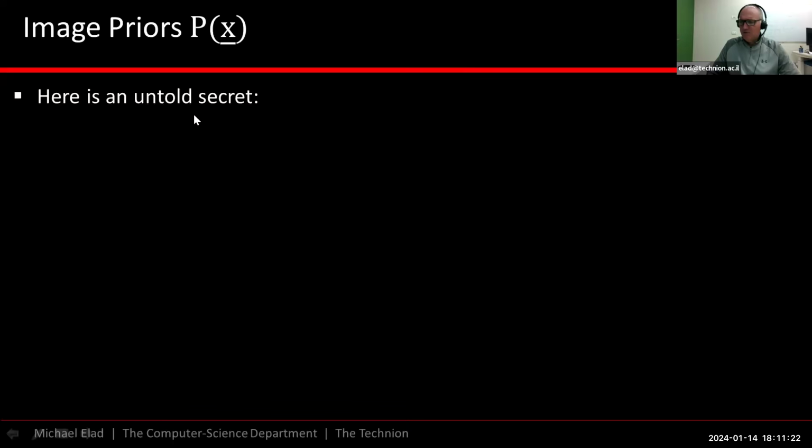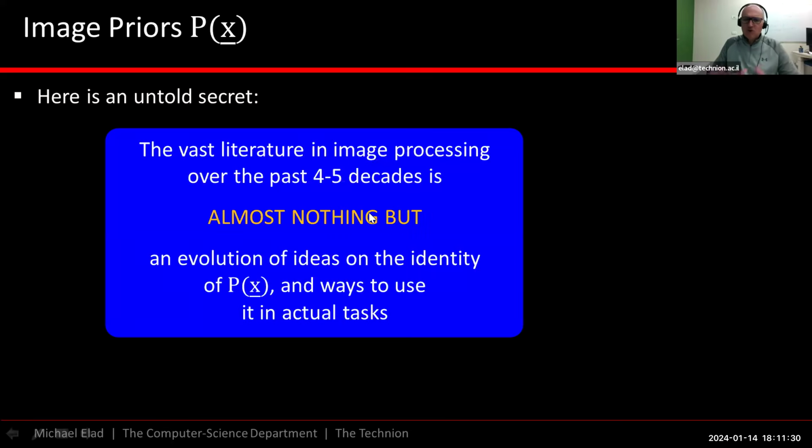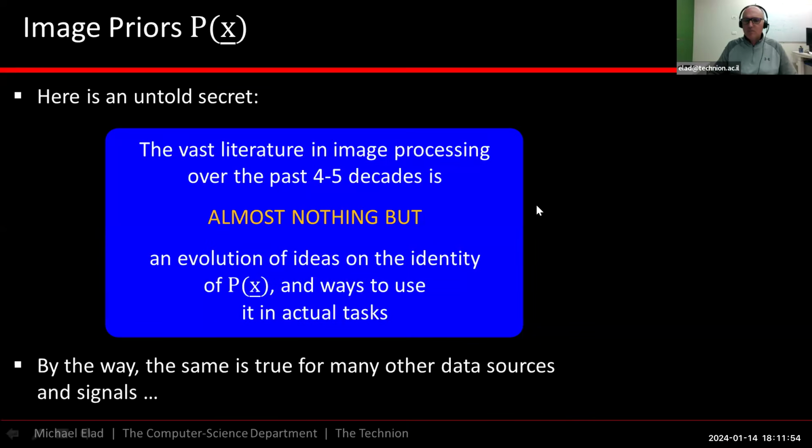Here is an untold secret. If you look at the literature of image processing over decades, it is essentially the evolution of choices of P of X and how to use it. This is all the literature. People come up with an idea, here is P of X, and then everybody jumps and they say, okay, if this is P of X, I can denoise. And someone else says, I can deblur. And someone else says I can compress, etc. And then someone comes and says, no, forget about this previous choice. Here is a better choice. And the game goes on and on. Okay? And again, it applies to other fields as well.